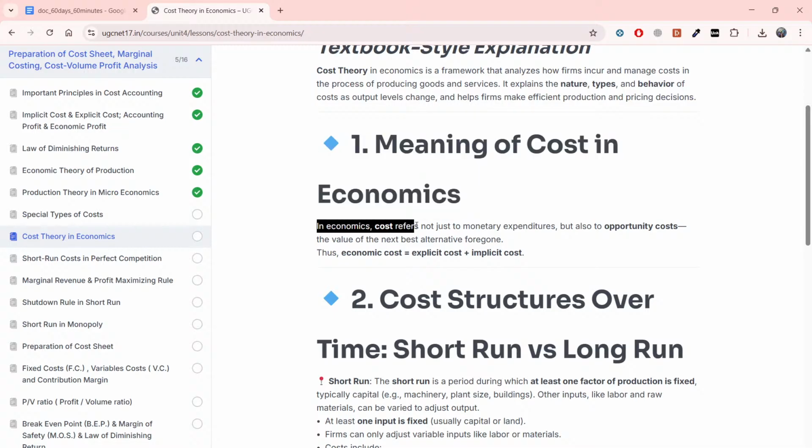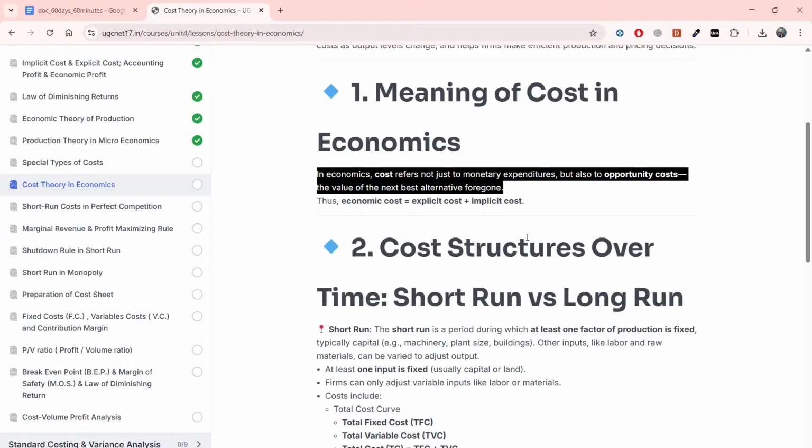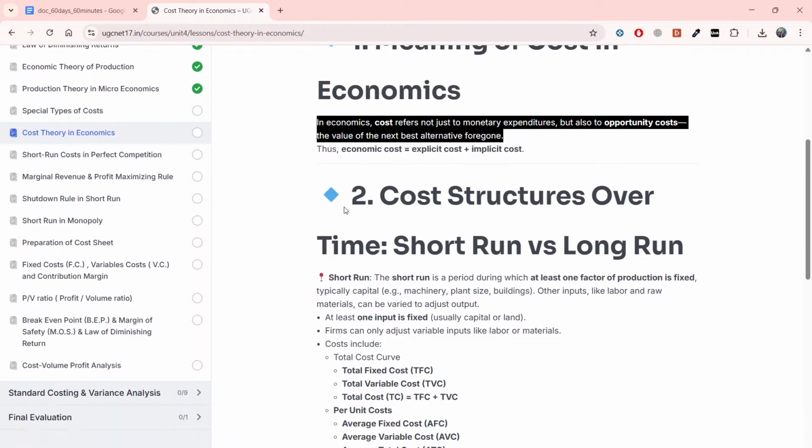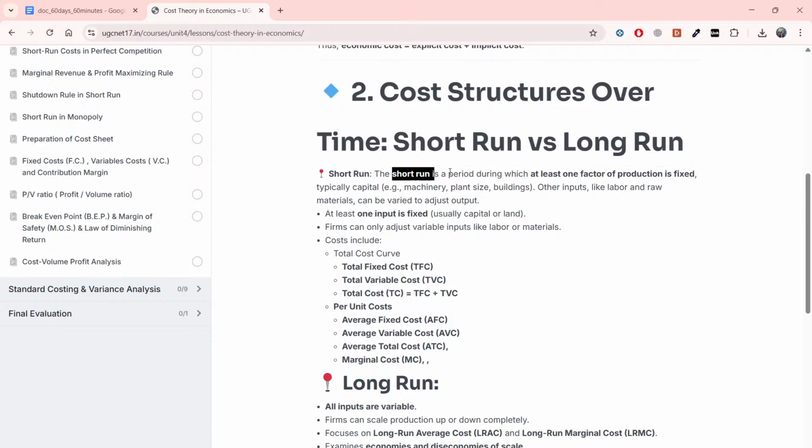In economics, cost refers not just to monetary expenditures but also to opportunity cost, the value of the next best alternative. Thus, economic cost is, we have learned this, equal to explicit plus implicit cost. Cost structures over time, short run versus long run. The short run is a period during which at least one factor of production is fixed, typically capital, machinery, plants.